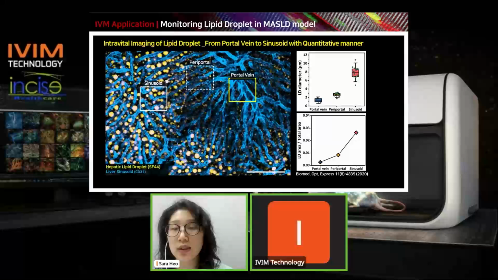One of the characteristics of the MASLD model is that the lipid droplets are found far from the portal vein. This could be observed using our mosaic imaging function. The mosaic function enables obtaining an image of a larger area by stitching multiple images together. You can see that this is the portal vein and the sinusoid is far from the portal vein, and the lipid droplets are more observed around the sinusoid instead of the portal vein. Further, the size of the lipid droplet can be quantified to make a graph, or even the area of the droplet. The separate image of the droplet is helpful in this quantification.